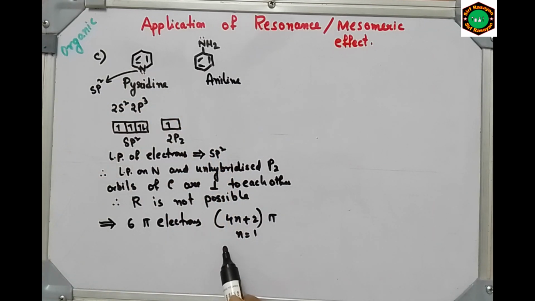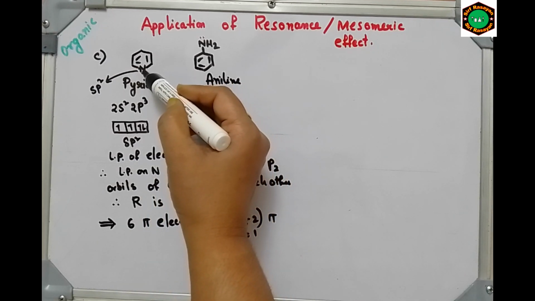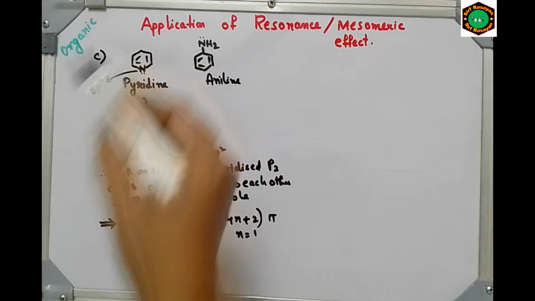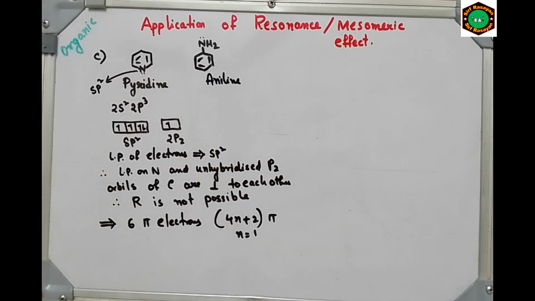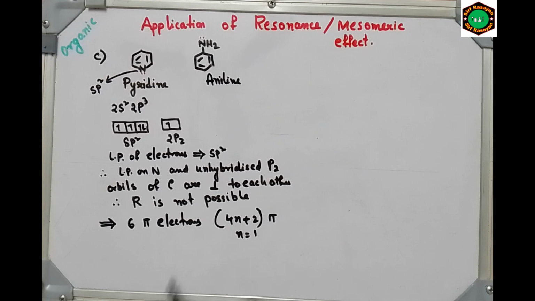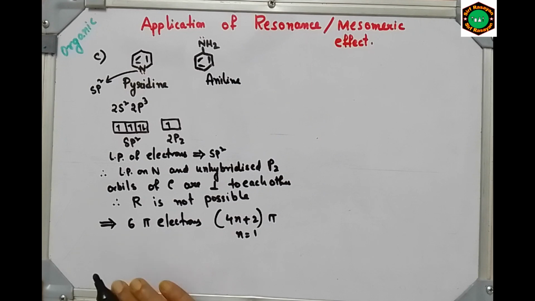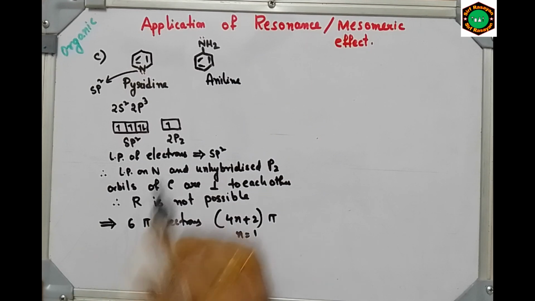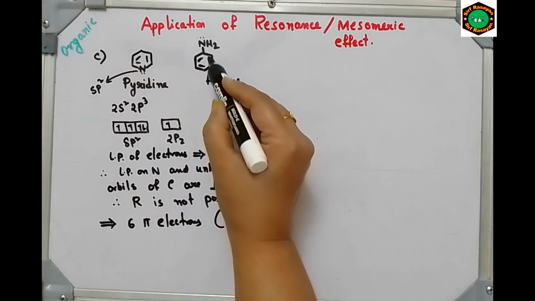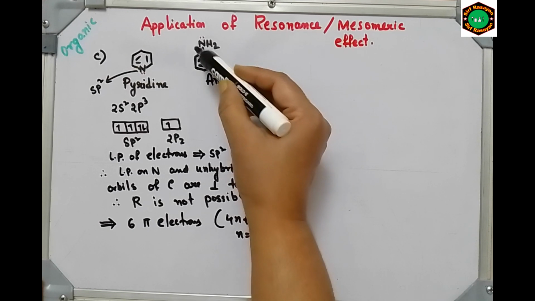According to Huckel's rule, this is aromatic. So to maintain aromaticity, it doesn't need this lone pair of electrons. Since this lone pair is not involved in resonance, it is fully available for donation. But what about aniline? In aniline, you see this part, the benzene ring. It is cyclic, planar, having 6 delocalized pi electrons. It is aromatic. Due to this part only it is aromatic. And the nitrogen lone pair is involved in resonance.